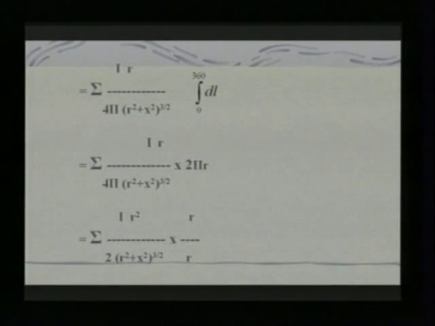It can be written as sigma I r by 4 pi (r square plus x square) whole power 3 by 2 into closed integral of dl from 0 to 360 degrees. Here the closed integral from 0 to 360 degrees of dl is considered to calculate the total length of the circle. Since the total length of the circle is equal to 2 pi r, this expression will be equal to sigma I r by 4 pi (r square plus x square) whole to the power of 3 by 2.